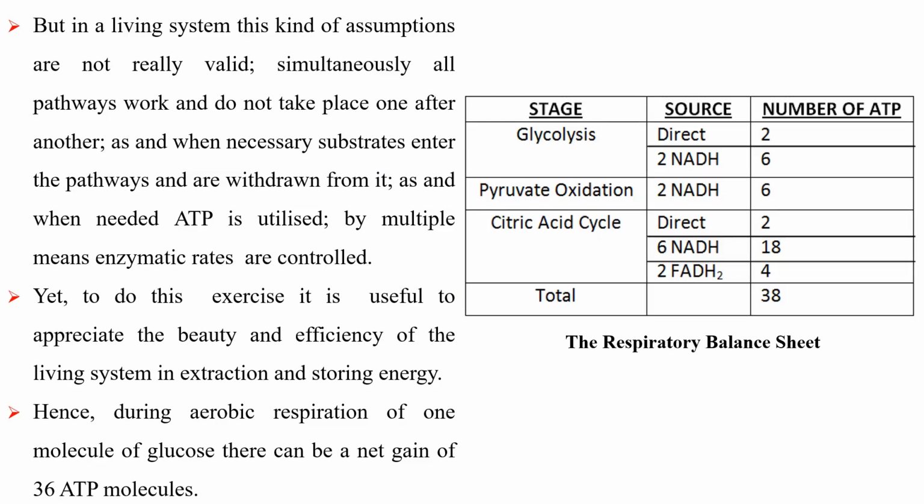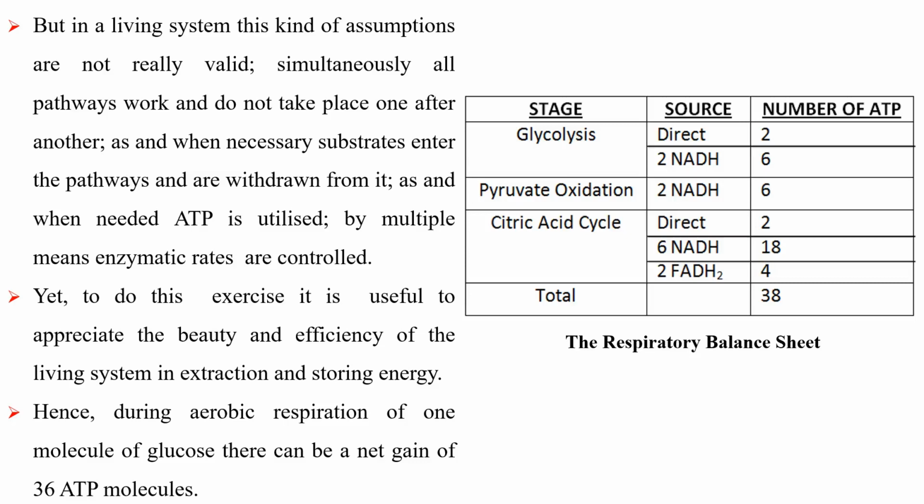But in a living system, these kinds of assumptions are not really valid. All pathways work simultaneously and do not take place one after another. As and when necessary, substrates enter the pathways and are withdrawn from it, and as and when needed, ATP is utilized. Enzymatic rates are controlled by multiple means.